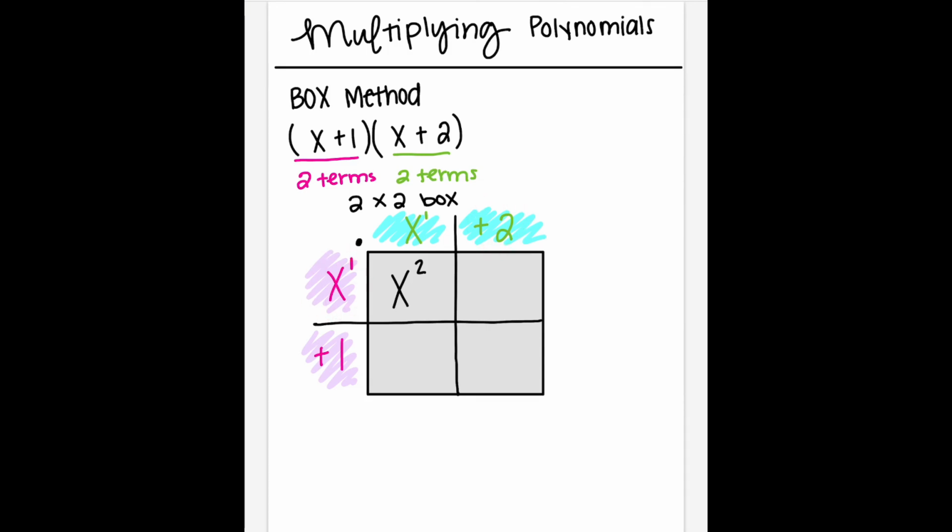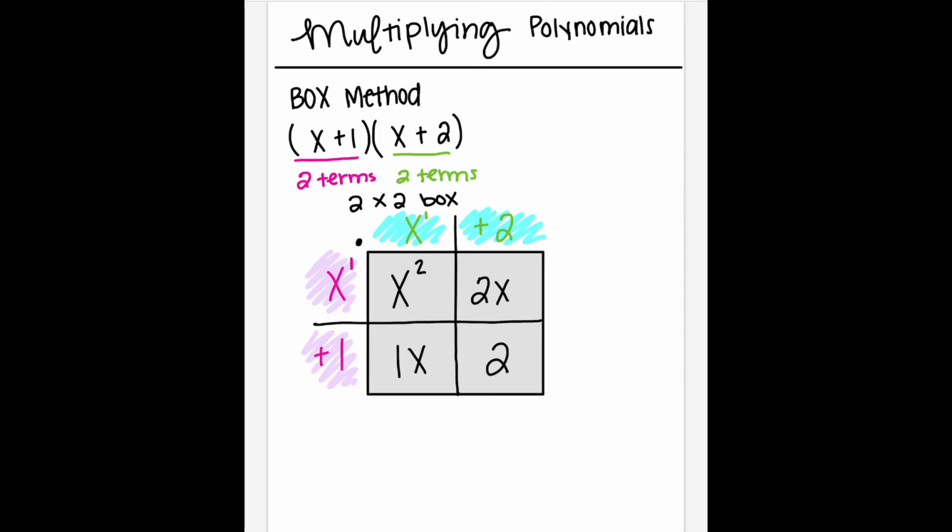Next, we will multiply x times positive 2. So 2 times x, or x times 2, is simply 2x. Then we'll go down to the positive 1 and multiply positive 1 times x, and that goes in this corresponding box. So positive 1 times x is simply 1x. And finally, positive 1 times positive 2. Positive 1 times positive 2 is 2.